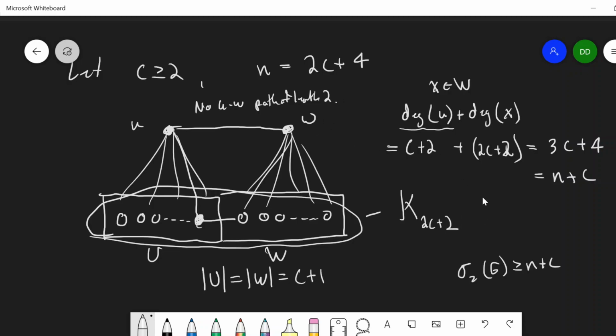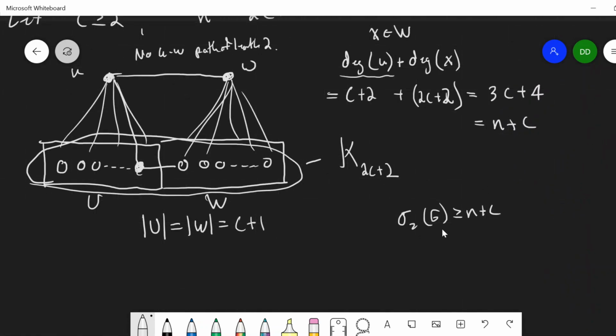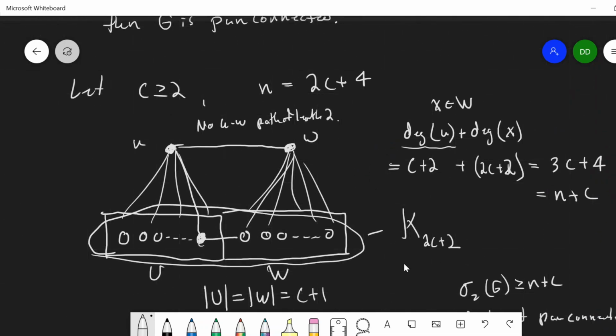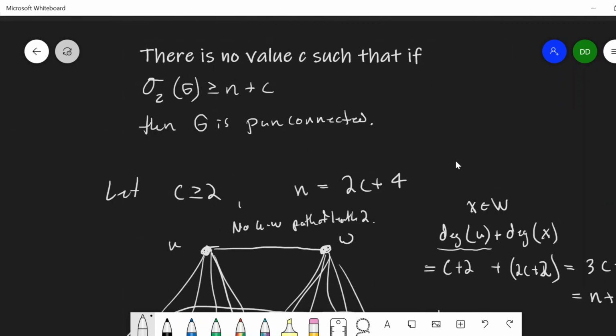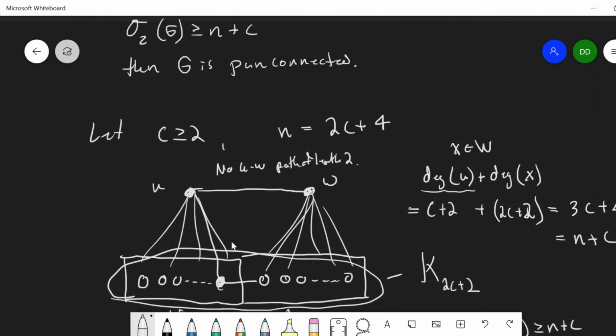So it's not pan-connected. So sigma 2 of G is greater than or equal to n plus c, but not pan-connected. So that shows you that there's no result of that form, sigma 2 of G being greater than or equal to n plus c, that's going to guarantee that the graph is pan-connected, because I can always give you this as a counterexample. So that's pretty neat. And it's a little bit disappointing that this trend doesn't continue of having an Ore type result and a Dirac type result.